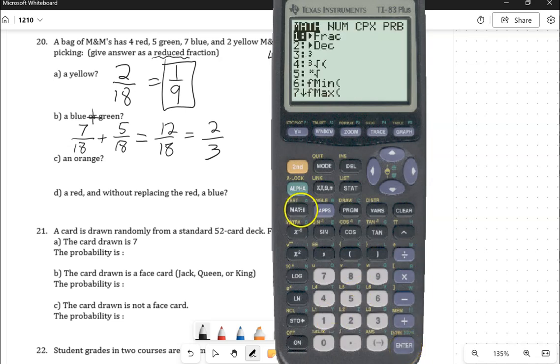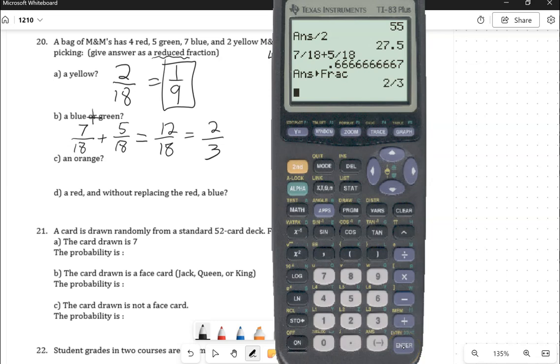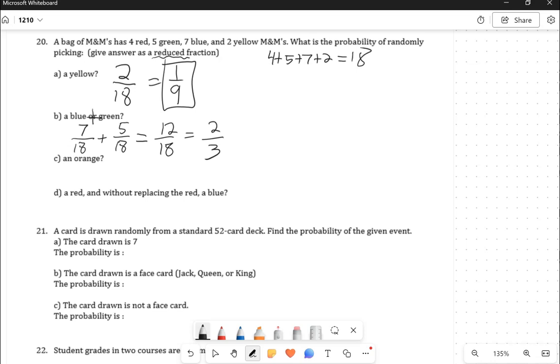You've got to know your buttons. Nice. Probability of an orange? Well, there's 0 oranges out of 18. That's an impossibility. When you get probability 0, it's an impossibility. When you get probability 1, it's a certainty.